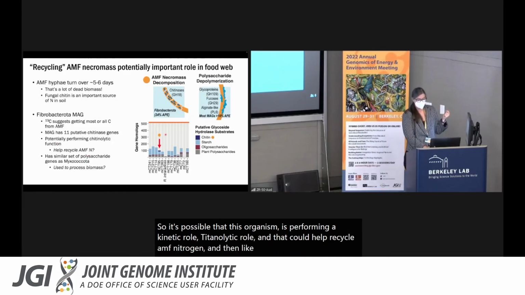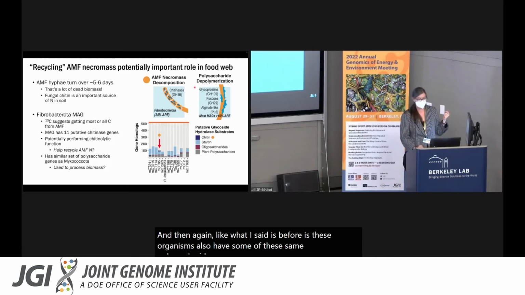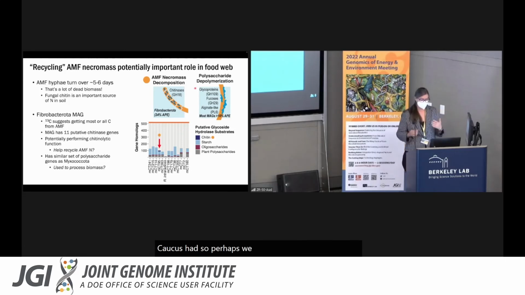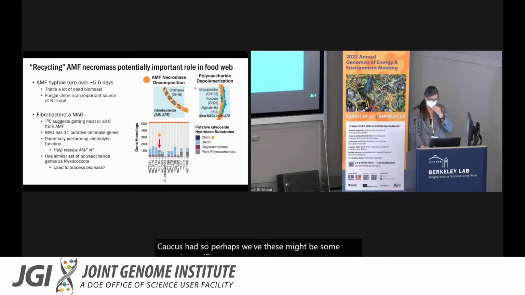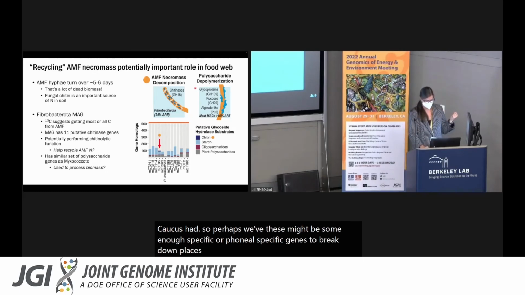And then again, like I said before, these organisms also have some of the same polysaccharide genes for depolymerizing polysaccharides that the Myxococcus had. So perhaps these might be AMF-specific or fungal-specific genes to break down polysaccharides.